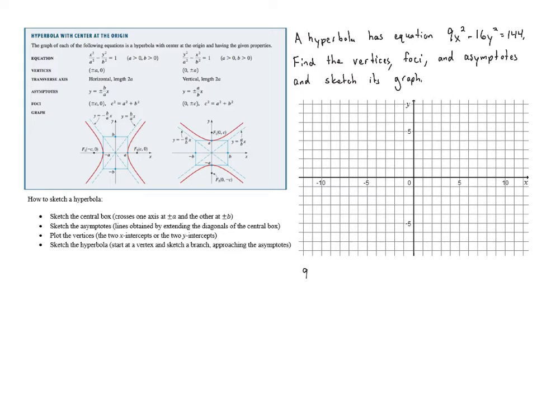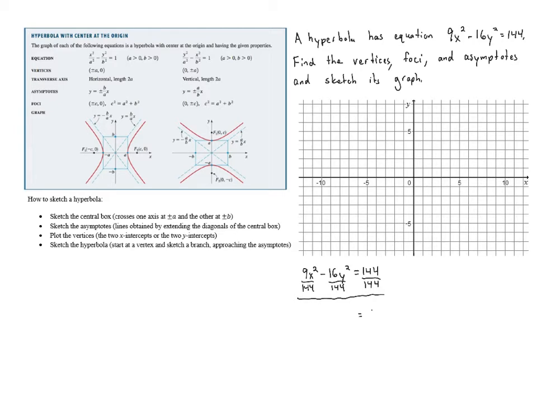Now we're given 9x squared minus 16y squared equals 144. This isn't quite the equation for a hyperbola because we know that it needs to be equal to 1. So what we're going to do is divide both sides by 144 so that the right-hand side becomes 1, and this is the standard form of a hyperbola.